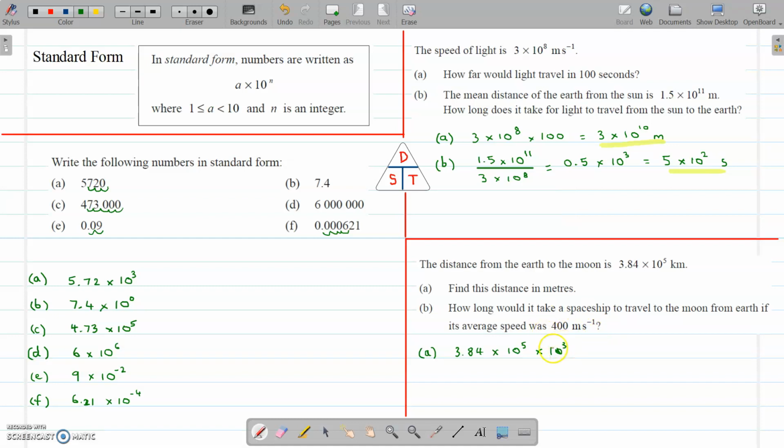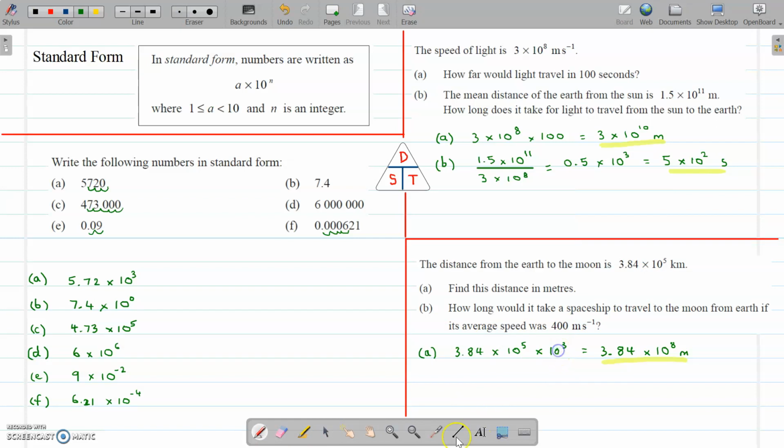Well, if you times those together, you get 3.84 times 10 to the power of 8. And that is the distance in meters. In other words, it's 1,000 times more than the distance in kilometers. So that's fairly straightforward, and notice I'm writing down the working as I go with this. So let me just tidy that up a little bit.